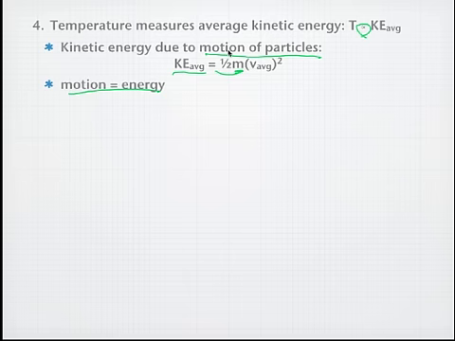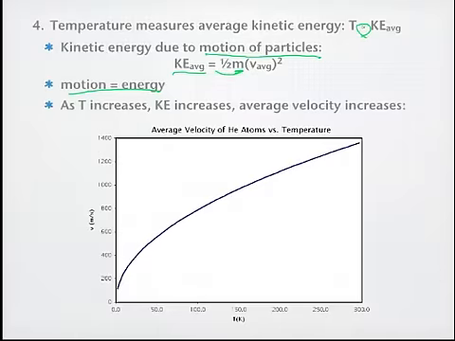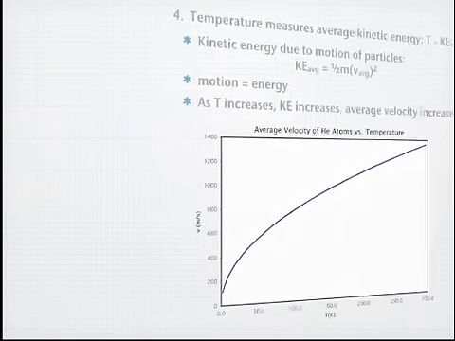That v_avg means the average velocity squared. And so we get a dependence that as the temperature increases, the kinetic energy increases, and the average velocity of the particles increases. And here's a plot that shows that for helium atoms, as we go from 0 Kelvin, we'll talk about the Kelvin scale over the next few days, all the way up to 300 Kelvin, which is just about a warm or hot summer day.